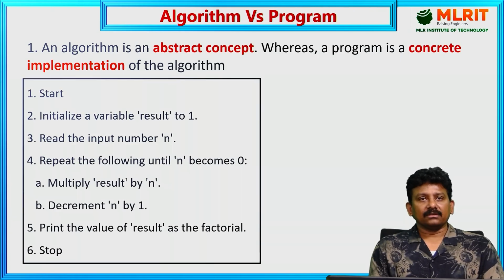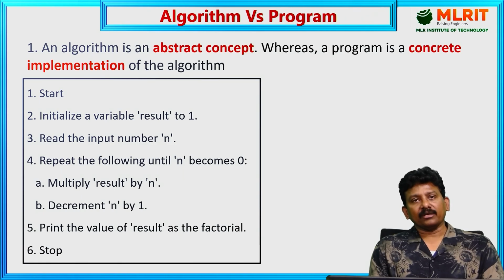This is the algorithm for factorial of n. Step 1, start. Initialize a variable result to 1. Here, result is a variable, initialize it to 1. Then third step, read the input number n. Then repeat the following steps until n becomes 0. So the sub statements in each step are: multiply result by n. After that, decrement n by 1.